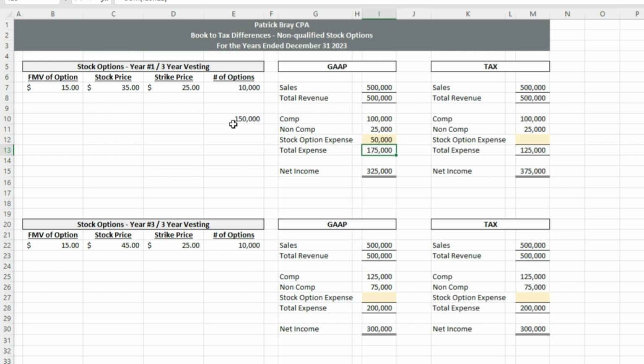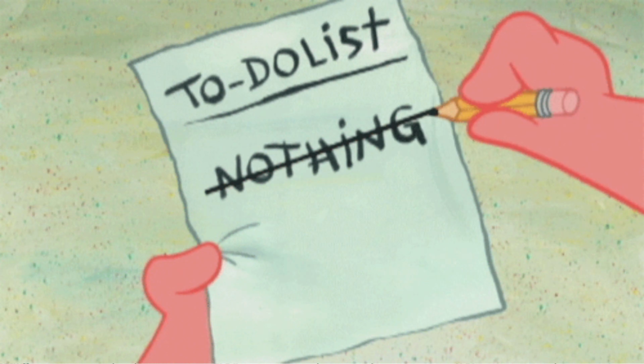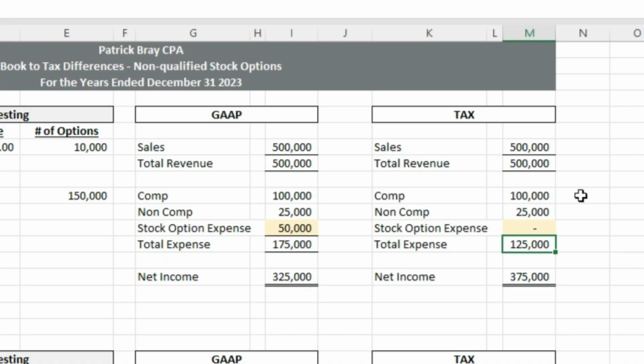Now, from a tax standpoint, year 1, we're literally going to do nothing. Just because the stock option has been granted, from a tax standpoint, that does nothing. The person receiving them doesn't have a taxable event. The company granting them doesn't have a taxable event either. There's no tax consequence until the person who received the stock option actually exercises.